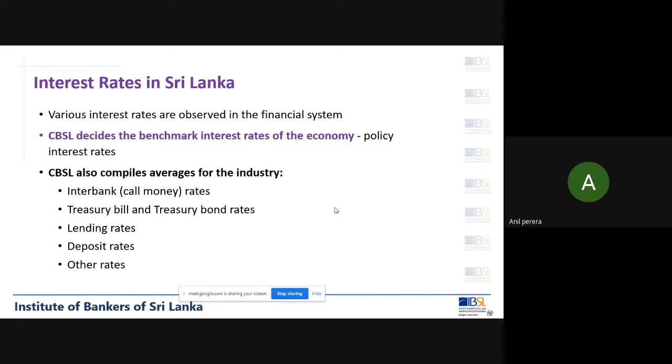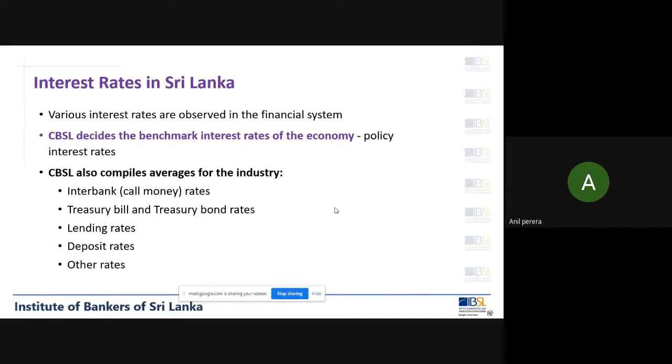Then I told you the Central Bank of Sri Lanka is basically deciding the benchmark interest rates of the economy. Those are referred to as policy interest rates or the central bank interest rates, which we will look at in the next slide. I think we already covered.